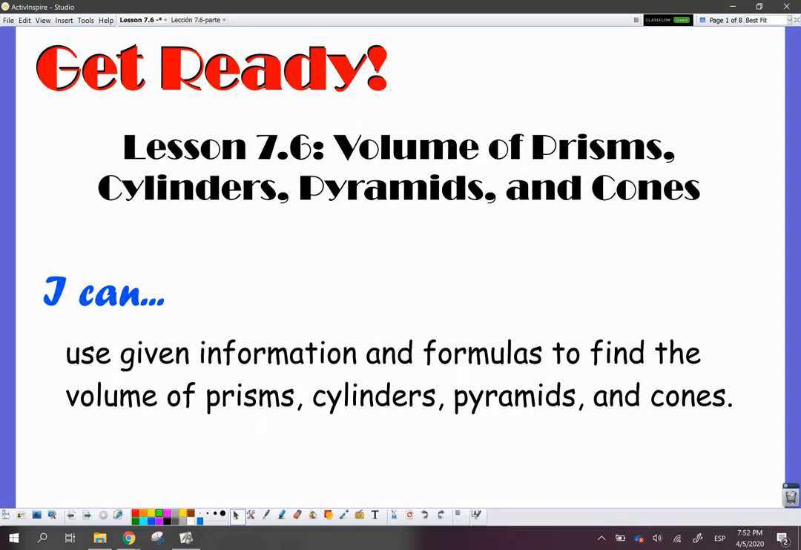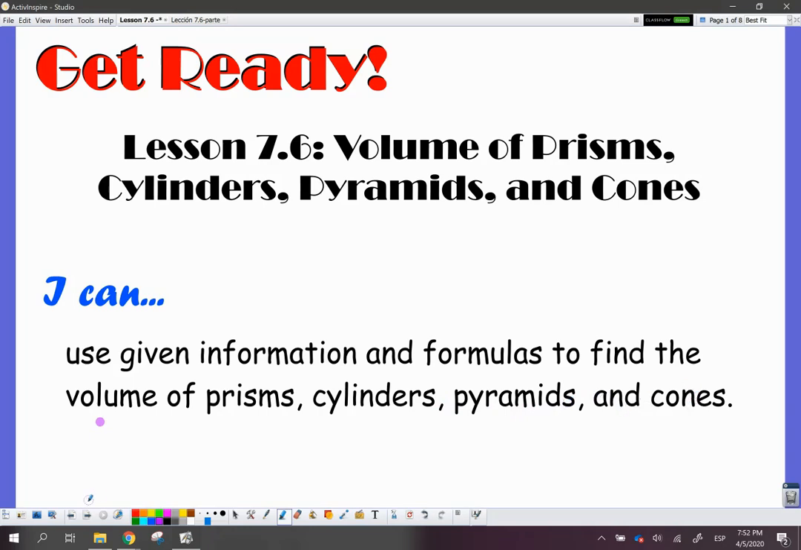Welcome to another lesson. Today, we're going to be talking about the volume of prisms, cylinders, pyramids, and cones. We're going to be looking at how to find the volume of those shapes. Let's start with our objective. I can use given information and formulas to find the volume of prisms, cylinders, pyramids, and cones.